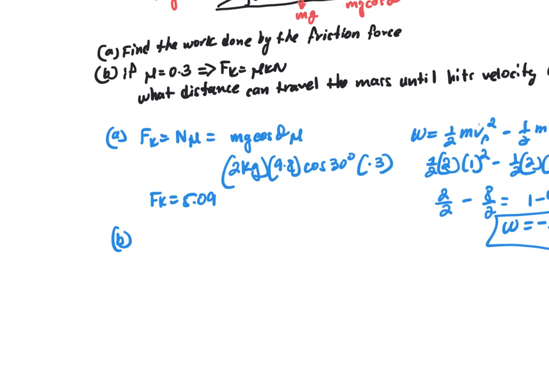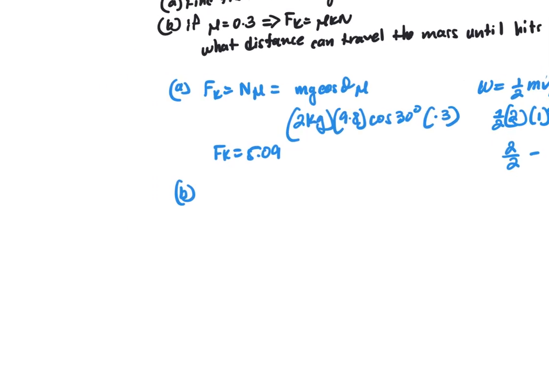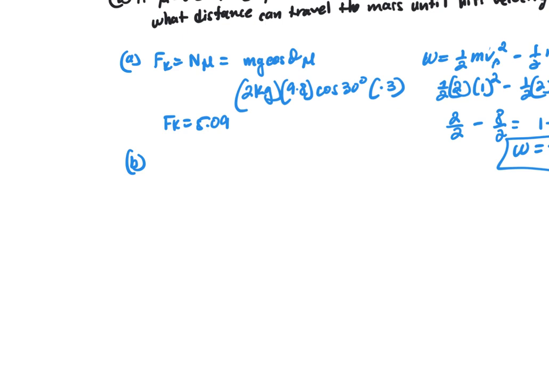All right, so for part B, it's saying if mu is 0.3, what distance can the mass travel until it hits velocity 0? Velocity 0.